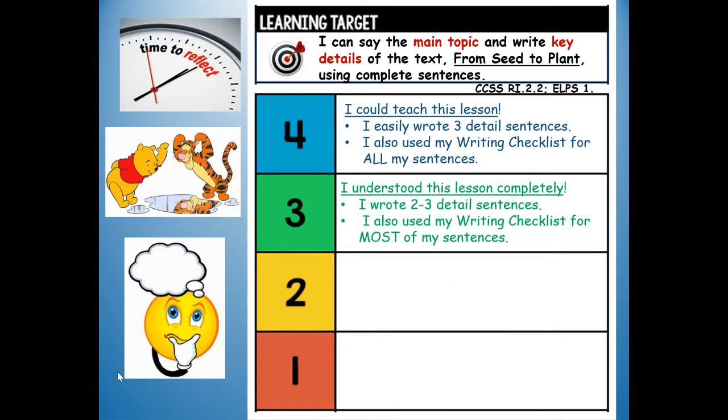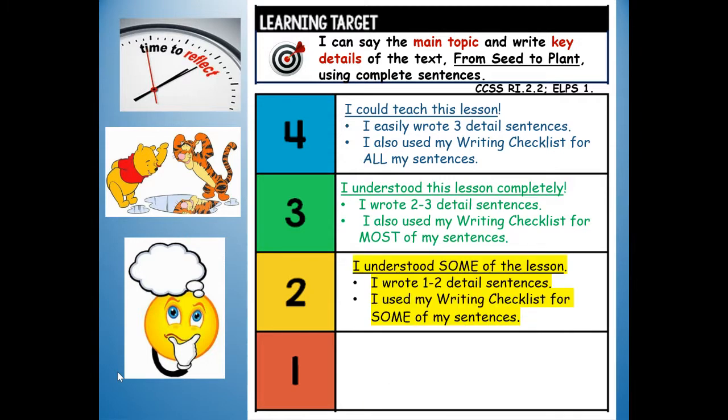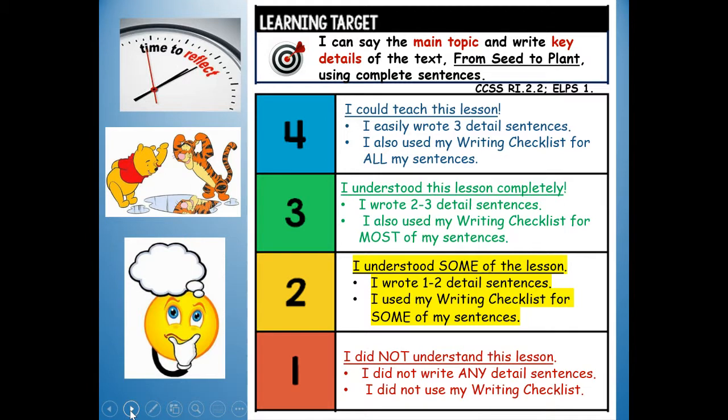Or would you give yourself a 3? I understood this lesson completely. I wrote 2 to 3 detailed sentences. I also used my writing checklist for most of my sentences. Or would you give yourself a 2? I understood some of the lesson. I wrote 1 to 2 detailed sentences, and I used my writing checklist for some of my sentences. Or would you give yourself a 1? I did not understand this lesson. I did not write any detailed sentences, and I did not use my writing checklist. So write your reflection at the top of your paper: 4, 3, 2, or 1.